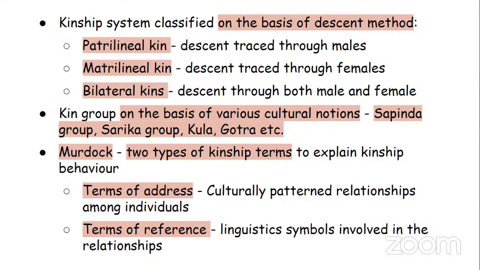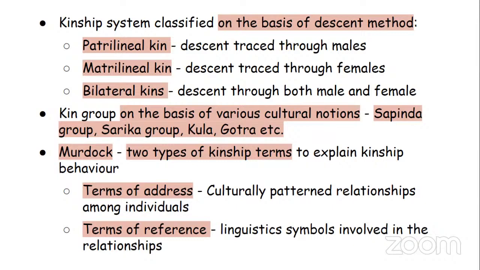So it denotes relationships. Then another kinship term is terms of reference. It is a linguistic symbol involved in the relationships. Linguistic symbols means the words or titles we use to call our relationships. For example, our mother's brother, our uncle, we would call him mama or ammavan in Kerala. Each of those kinship relationships has already assigned titles or linguistic symbols, isn't it? We call our mother's brother mama or ammavan. Like that, we call our father's younger brother chittappa. So there are already fixed linguistic symbols.